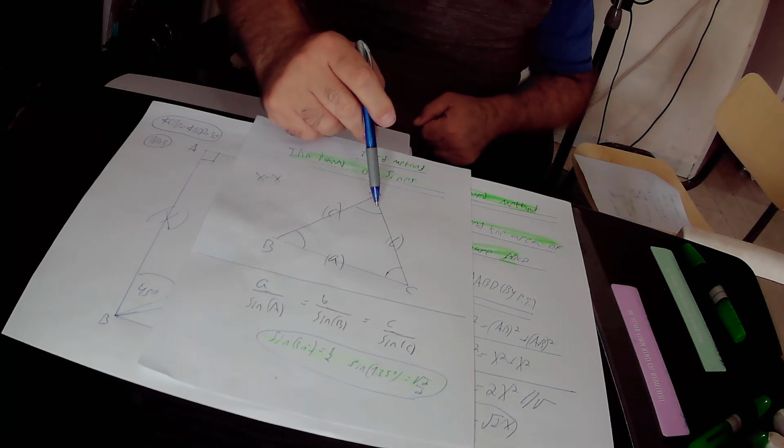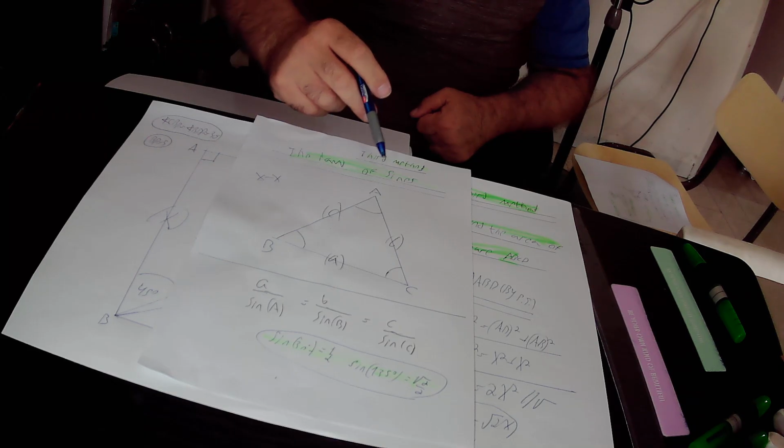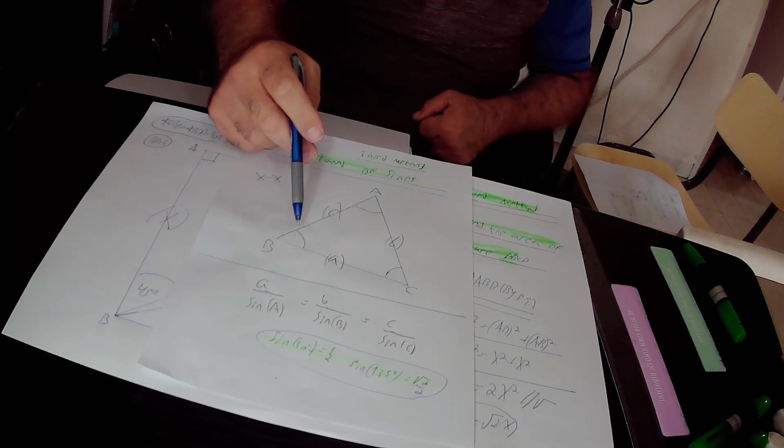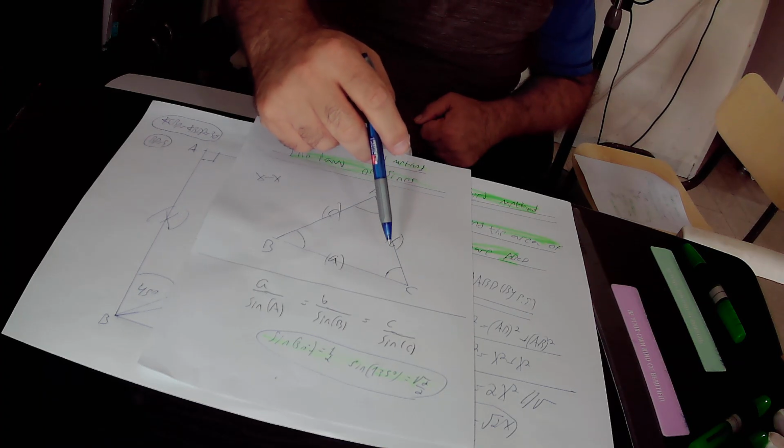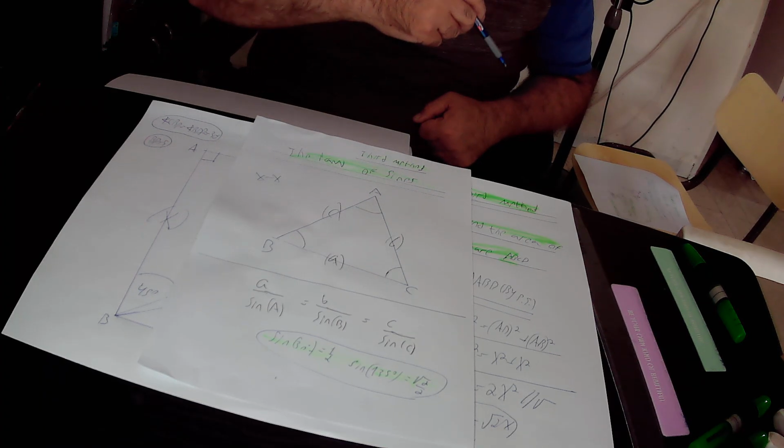This is angle BAC, that equals capital A degrees inside. This is angle ABC, that equals capital B degrees inside. This is angle ACB, that equals capital C degrees inside.